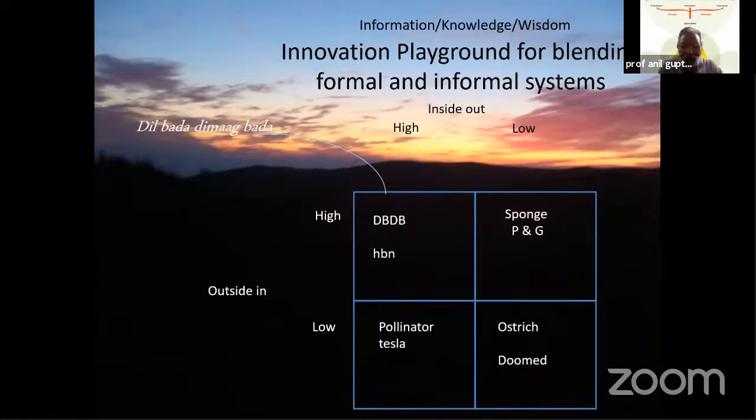But if inside out is low, but outside in is high, these are like crowdsourcing companies. Reckitt Benckiser sources more than 70% of the products that they market from ideas from outside the company. The same is true of P&G. They were going down, and the moment they started sourcing ideas from outside, that means not relying only on their own R&D, their profitability increased, their product range increased, their consumer connect increased.